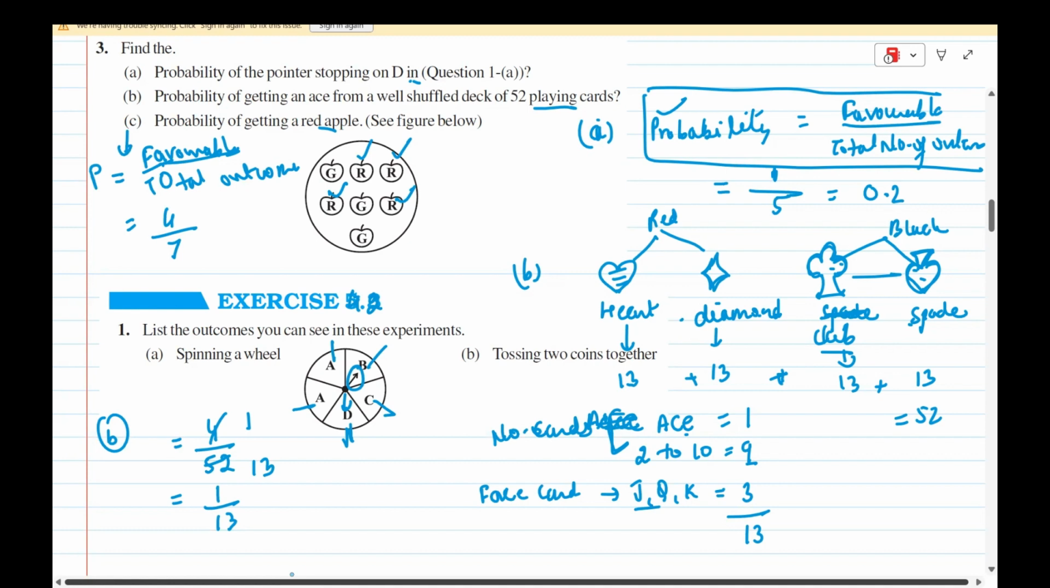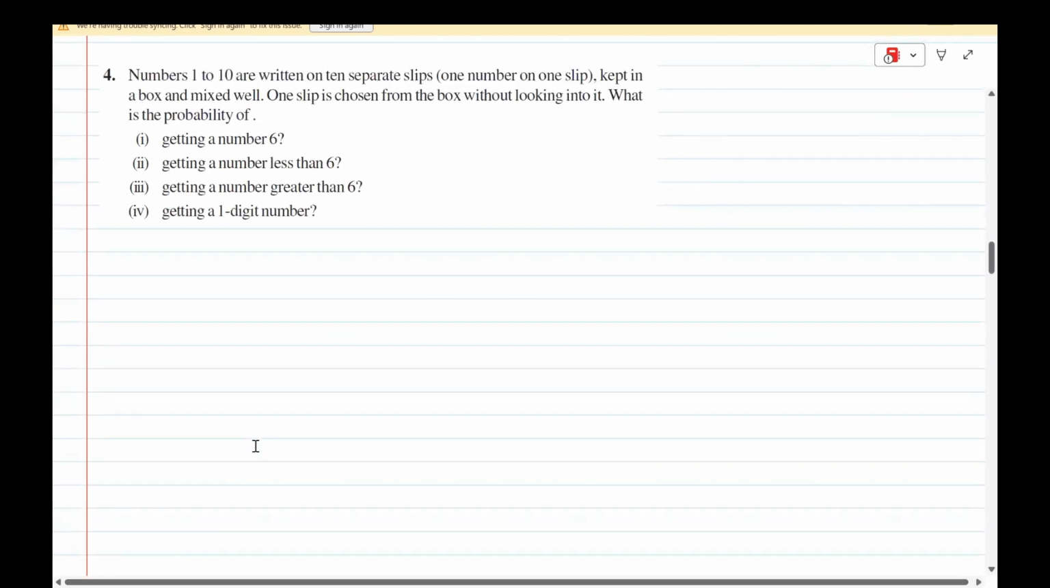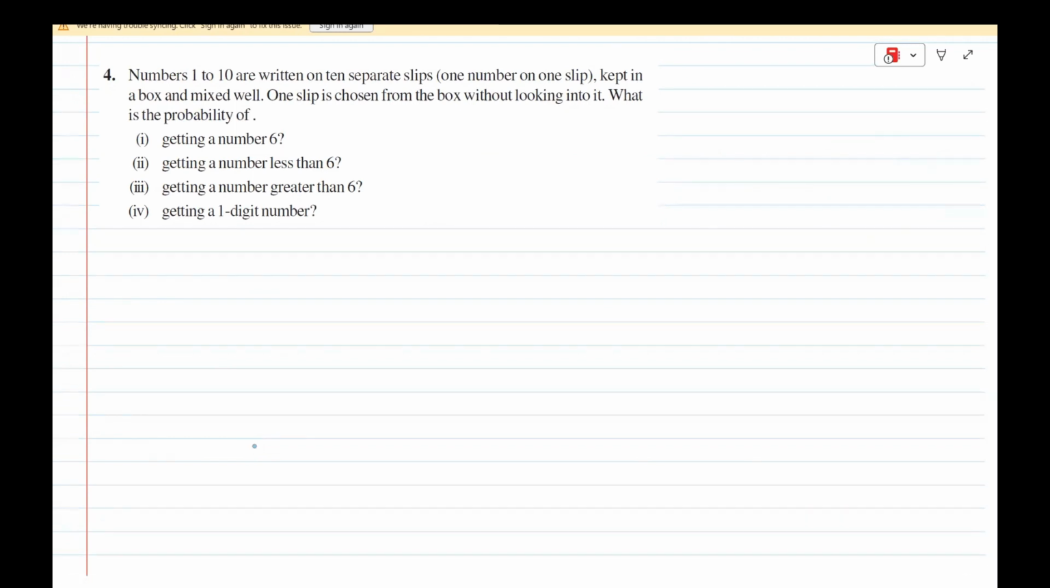Clear? Okay, let's move to the fourth question. What does it say? Numbers 1 to 10 are written on 10 separate slips. So I have 10 slips, one number on each slip, kept in a box and mixed well. Means they are trying to do a random experiment, so the chance of getting any number is equally likely. One slip is chosen from the box without looking into it. What is the probability of getting the number 6?